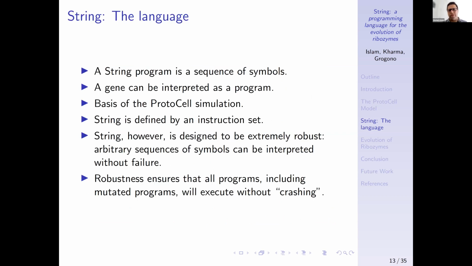String programs are just a sequence of symbols, and any gene can be translated into a program. It's the basis of the simulation. It's defined by an instruction set, and it doesn't crash. Given it's from any random genome, even if the genome is mutated, the mutated program does not crash. That's how robustness is ensured.